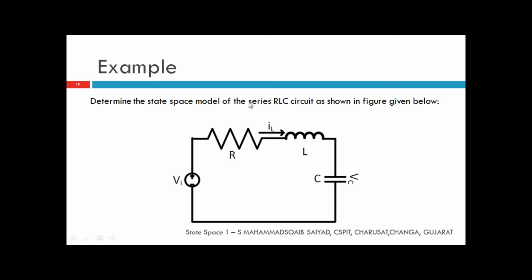Now we will take an example. In this example we take an RLC series circuit and we want to obtain its model. This RLC circuit is excited by some voltage source Vi, with R, L and C in series. So IL current will be flowing in this circuit, and I can say IC amount of current is also flowing. For this we have to develop a state space model.